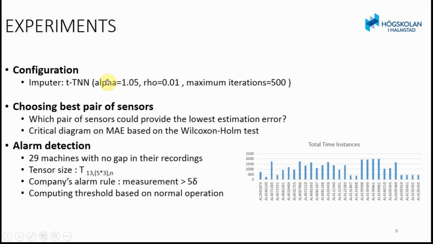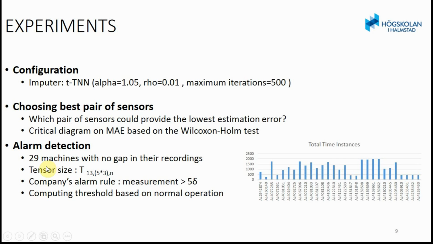Experiment. We have a configuration for the experiment. We use TTNN with the package's recommended settings. For choosing the best pair of sensors, we want to know which pair of sensors could provide the lowest estimation error, and we create a critical diagram on MAE based on the Wilcoxon-Holm test.